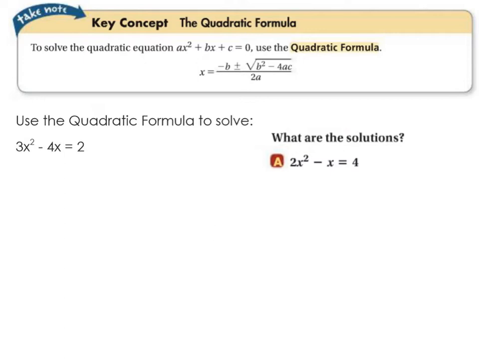Okay, so the key concept for today is the quadratic formula. In order to use the quadratic formula, our equation has to be in standard form. And the formula is x equals negative b plus or minus the square root of b squared minus 4ac over 2a.